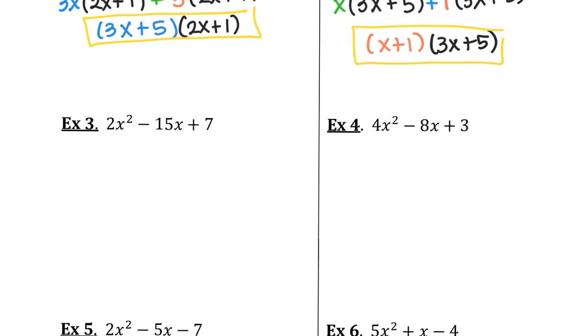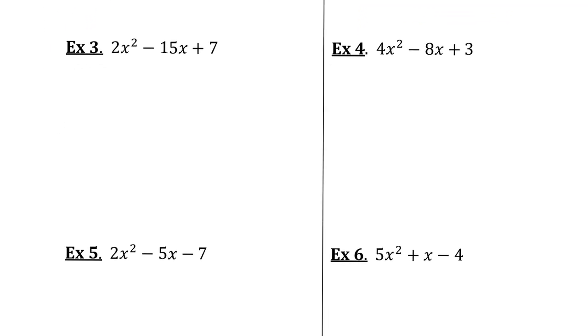Okay, I'm going to keep doing the same thing. I'm just adding some negatives in to see if that's something you need practice with. Okay, first I check. There is a coefficient on the x squared. If there was just x squared, I would do it in my head. I would not do extra work. Okay, 2 times 7 is 14. Okay, now to get 14, I could do 7 and 2. I could do 14 times 1. Okay, now I need to check and see which one adds up to negative 15.